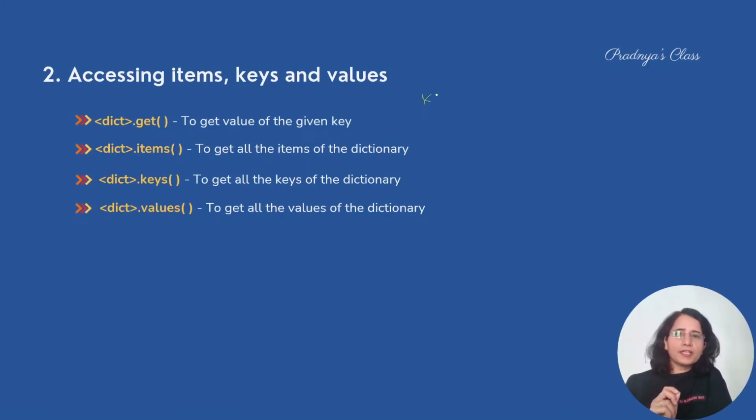You know a dictionary contains key value pairs, so we can access individual keys, individual values, and all the items of the dictionary. For that we have 4 different methods. The first one is get. Get is used to get the value for the given key. The next is items. It is used to get all the items of the dictionary. If you want to get all the keys, we have the keys method, and to print all the values of the dictionary, we can use the values method. Let's try to understand these methods in detail.